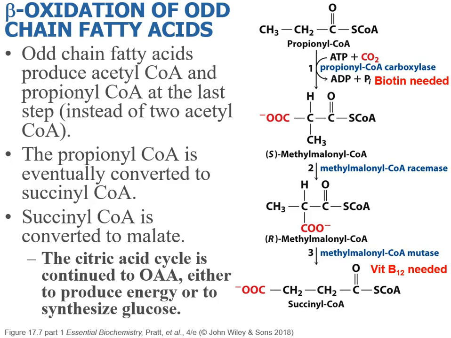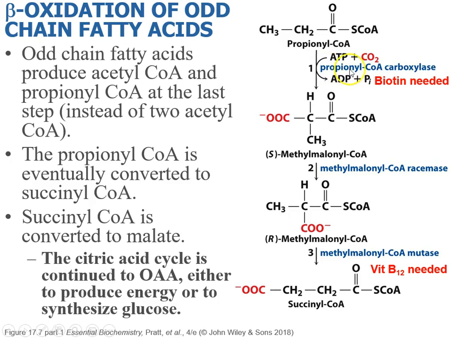Now, it is possible to have odd chain fatty acids. Plants make odd chain fatty acids. So that means in that very last step, instead of getting acetyl-CoA, you're going to get 3 carbons. You're going to get propionyl-CoA. So we have this enzyme called propionyl-CoA carboxylase.